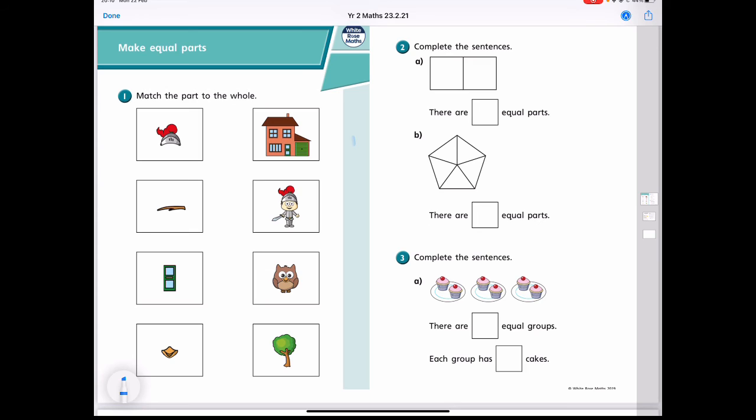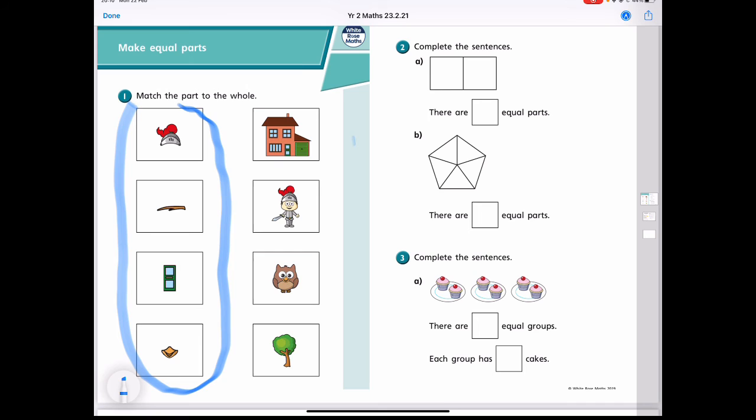So this is your work for today, Year 2. You are making equal parts by looking at the pictures. So question 1, you need to match the parts to the whole. So on this side, you've got all of your parts. They are parts of the whole picture on this side. So you need to work out what whole picture these parts belong to. Okay, and you can just draw an arrow across or whatever you want to do.